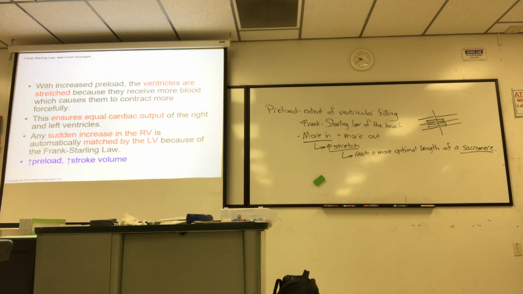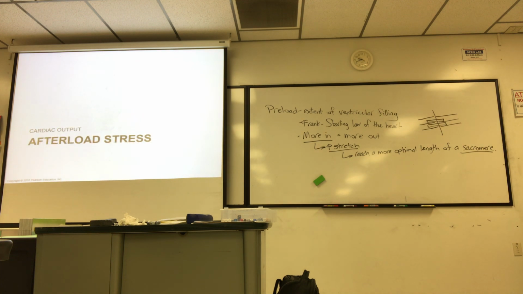So with increased preload, ventricles are stretched because they're receiving more blood, so they contract more forcefully. This ensures equal cardiac output by both ventricles, RV and LV. Any increase in the RV is automatically matched by the LV because of these Starling forces, as they're called. So the bottom line: increased preload, increased stroke volume. That's good for you to know. So any questions before I move on to afterload? That's preload. Starling forces.